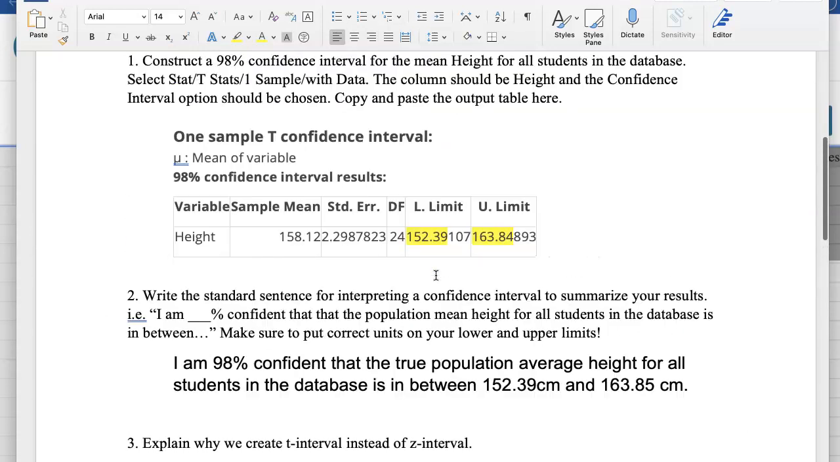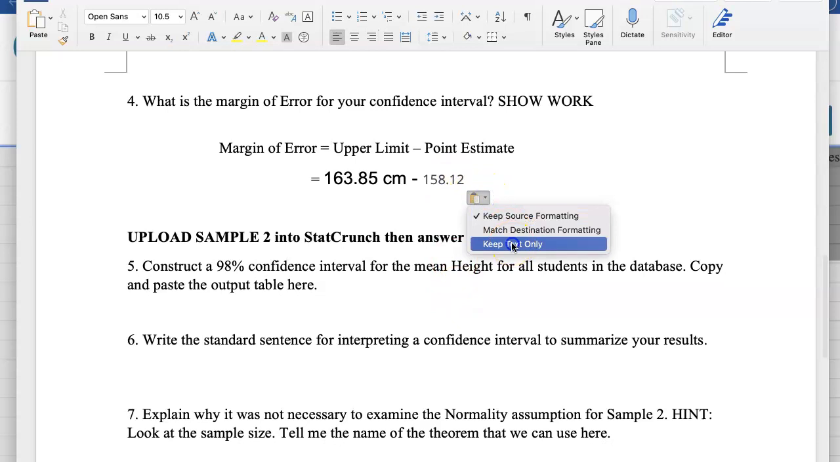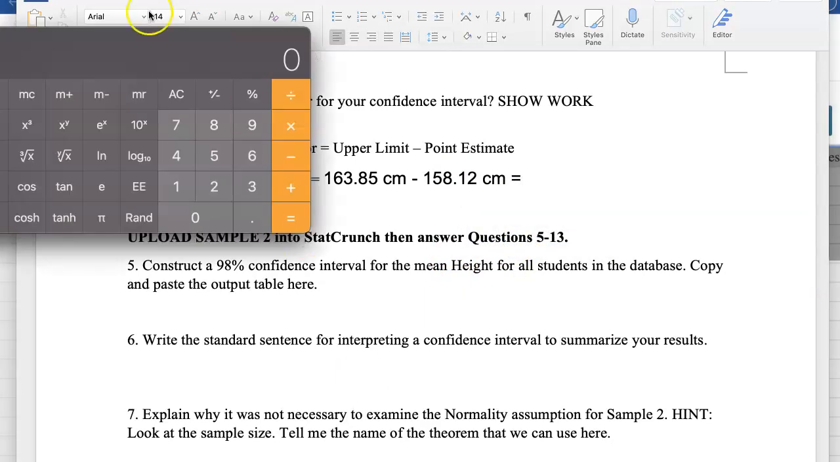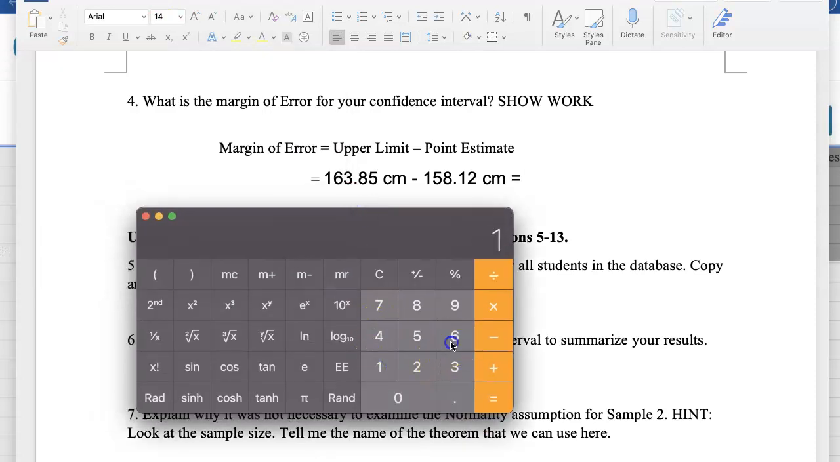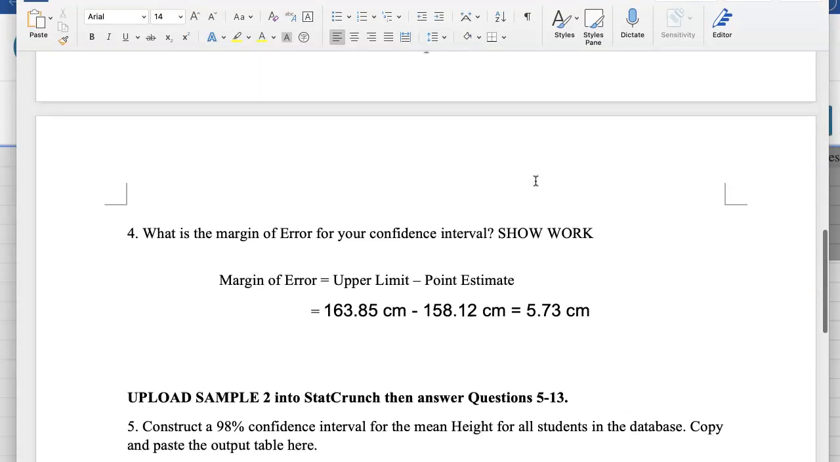So that was the upper limit of my confidence interval. I'm going to subtract from this the point estimate, or the sample average, of 158.12 centimeters. So by a simple subtraction, I'll be able to find the margin of error. And this will be the same number that you will get if you use the margin of error formula. My margin of error is 5.73 centimeters. So that's how you can answer questions number 1 through 4.